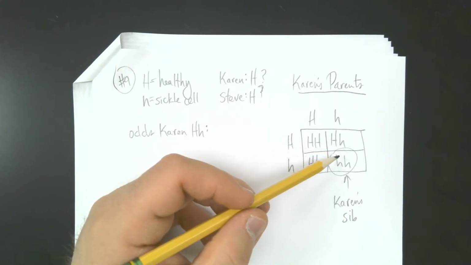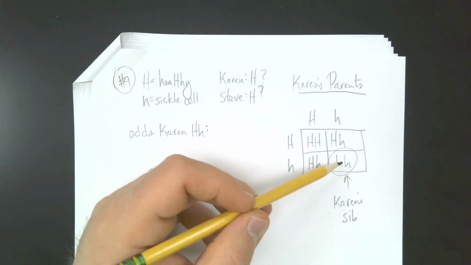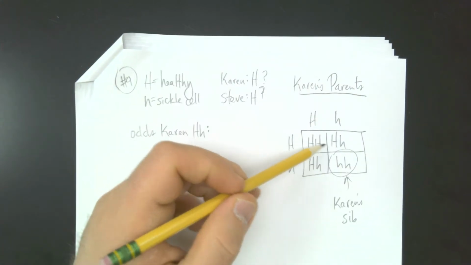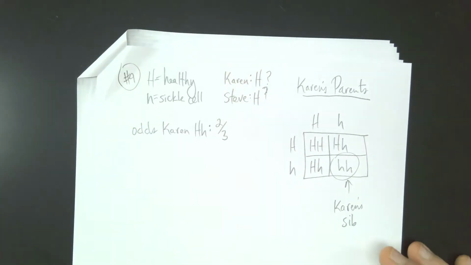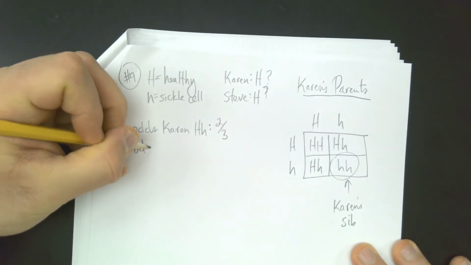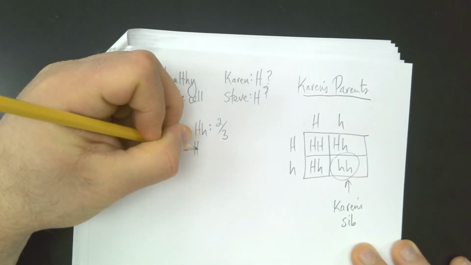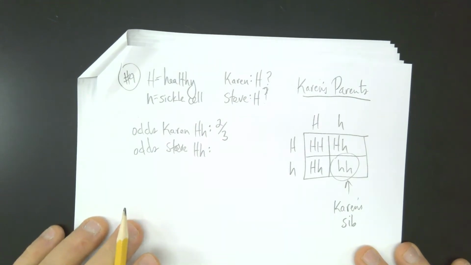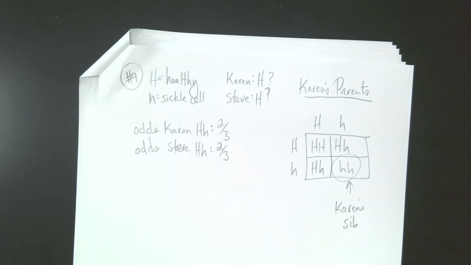But one thing we need to do is eliminate this possibility, right? Because we know that Karen doesn't have sickle cell disease. So if we can eliminate this box, the odds are 2 out of 3 that Karen is a carrier for sickle cell disease. For Steve-O, it's going to be a similar situation. If he doesn't have it, he has parents that don't have it, but he has a sibling that does. That means Steve is a carrier as well. Okay, so those are the odds for Karen and Steve.